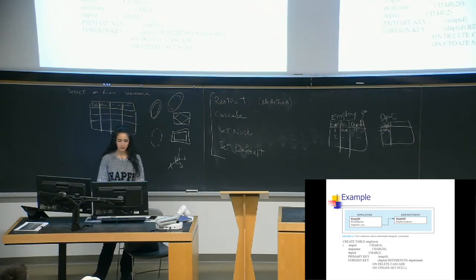So what does it mean here? I defined on delete cascade. What does it mean? From both tables will be deleted. Exactly. So on update set null, what does it mean? It means that if you update the department ID in the department table, you don't update it in the employee table to the same value. Instead, you set it to null. So you put the null value there.